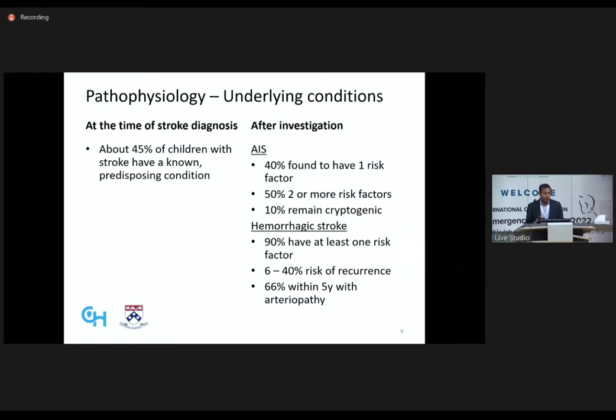At the time of diagnosis of stroke, about 45% of children with stroke will have a known predisposing condition. But the remaining, so more than 50%, will not have a known predisposing condition. They'll come as a previously well child. But once you do the workup, you might be able to find a significant condition in the majority of them. For arterial ischemic stroke, as you see, only 10% remain cryptogenic. So in the vast majority, you'll find some risk factors. In hemorrhagic stroke, again, 90% will have at least one risk factor. So further investigation is very important to try to find if not the etiology, the risk factors predisposing to the stroke.